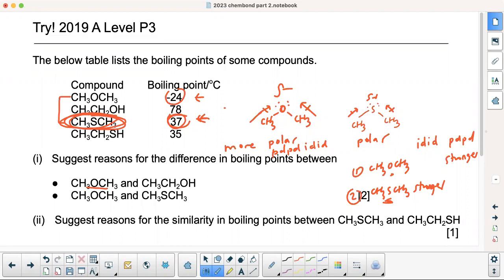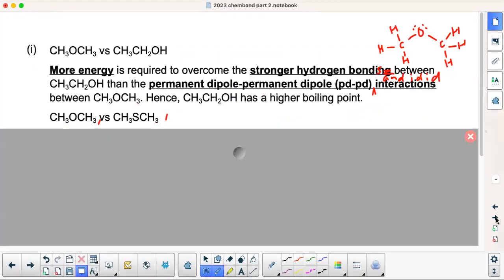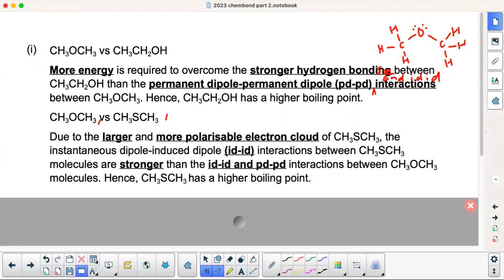So you should answer based on what? This one has a higher boiling point because it has stronger ID. You can't explain in terms of PD. So explain based on ID, due to the larger and more polarizable electron cloud. Because I'm talking about ID already, if you talk about PD, it's off tangent already.